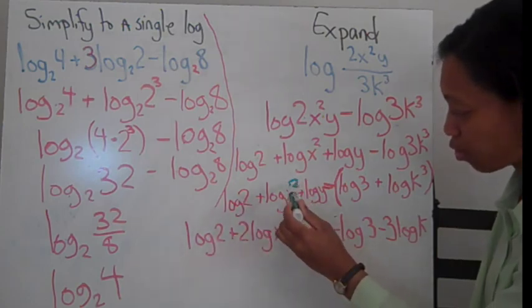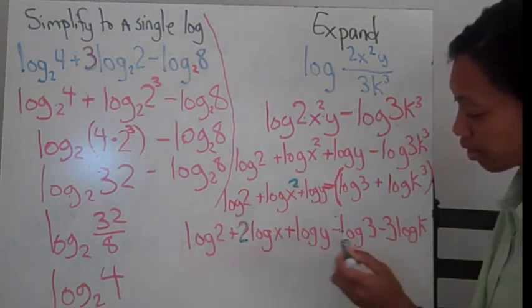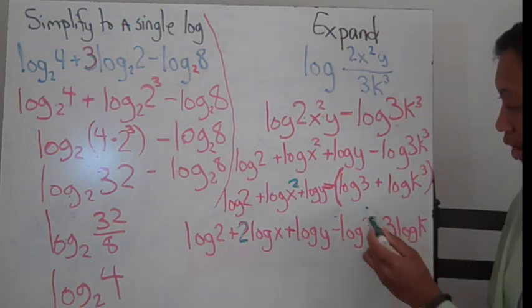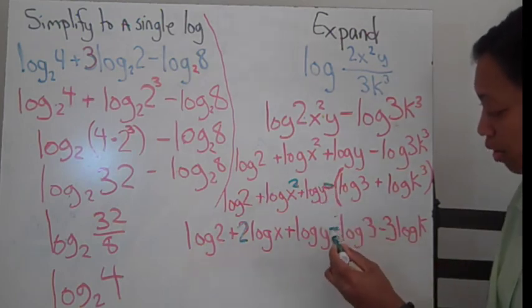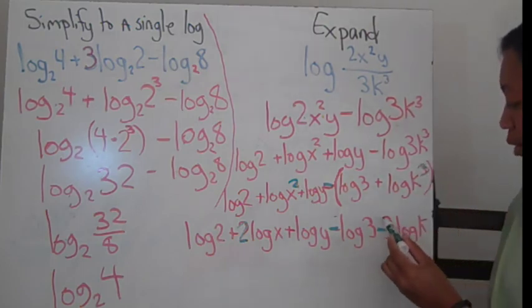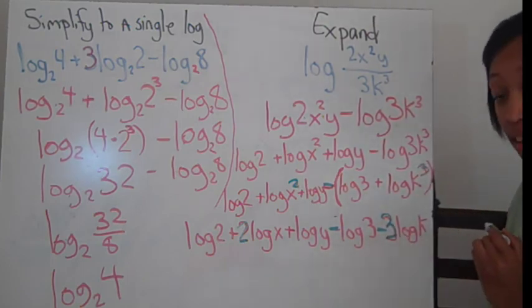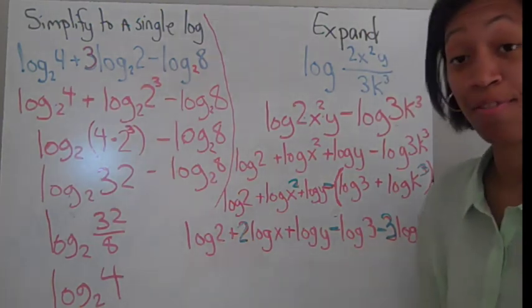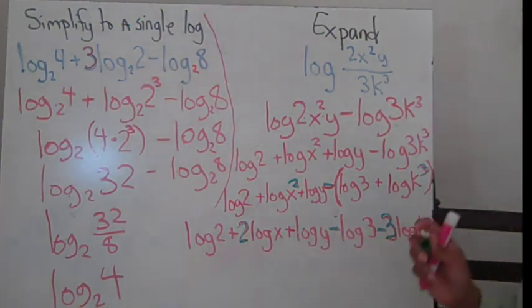Okay, so this part's the same. I took this 2 out in front to make it here, and then I took this negative and distributed it to both parts, and then I took the 3 from up here and brought it down in front. Okay, so that is the final answer. That is expanded to be very long.